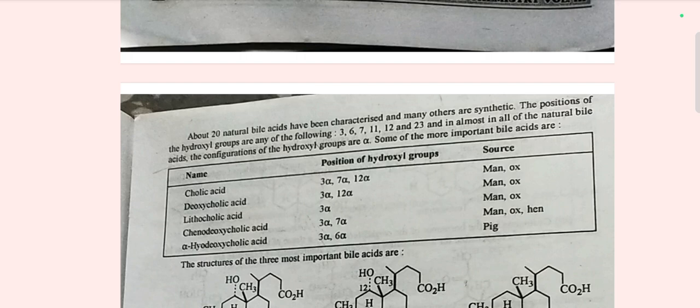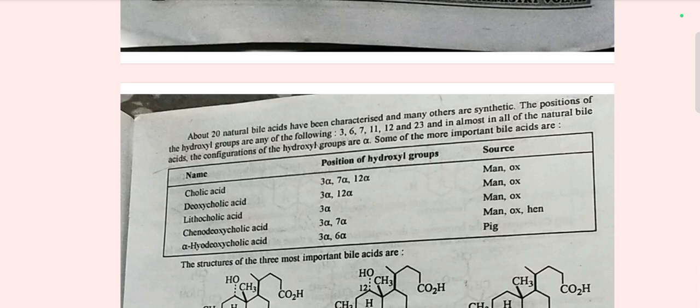Some of the more important bile acids are cholic acid. Positions of hydroxyl groups are 3 alpha, 7 alpha and 12 alpha. Source: man and ox. Deoxycholic acid. Position of hydroxyl groups 3 alpha and 12 alpha. Source: man and ox. Lithocholic acid. Position of hydroxyl group 3 alpha. Source: man and ox.